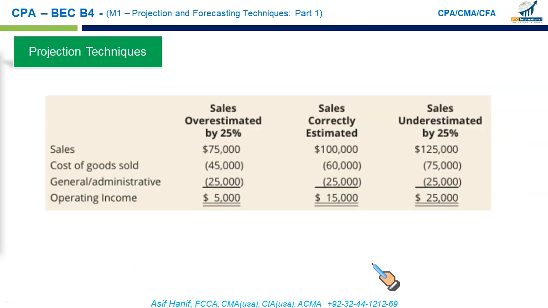So here is the solution. If they're correctly estimated, this is your sale, this is your cost of goods sold, this is your general and administrative expenses. So you expect $15,000 as operating income. If the sale is overestimated by 25%, we have to lower it by 25%. That will be 75,000, 100,000 less 25% of 100,000. And the cost of goods sold, as the information told us, is 60% of your sales, that is 45,000, and general and administrative expenses would be fixed. So operating income will be 5,000.